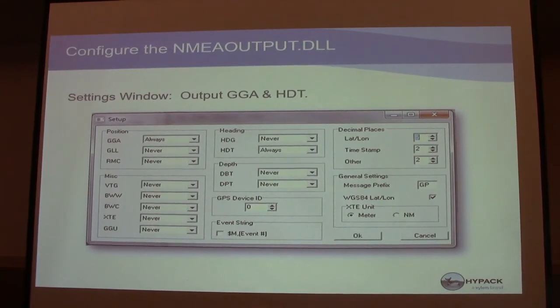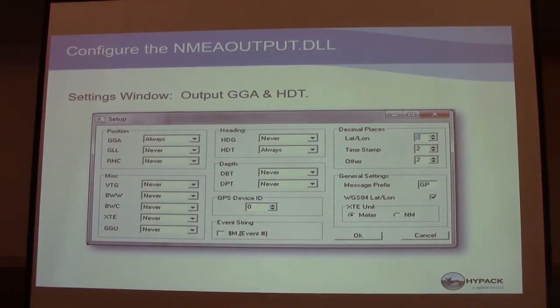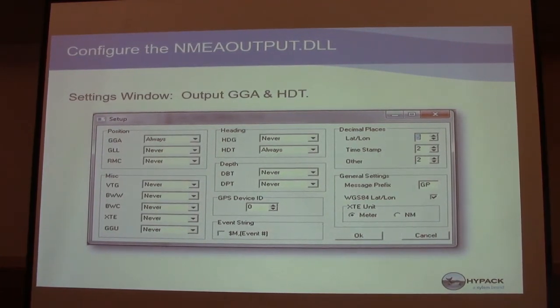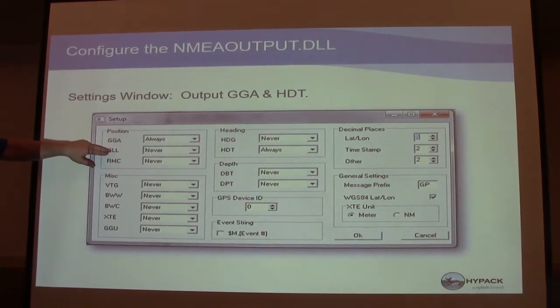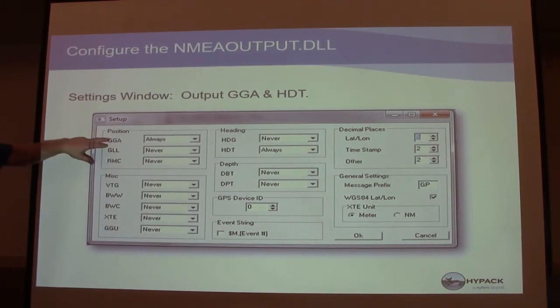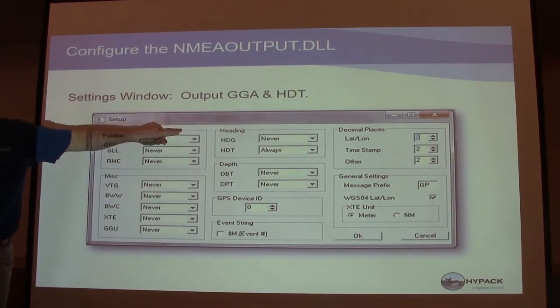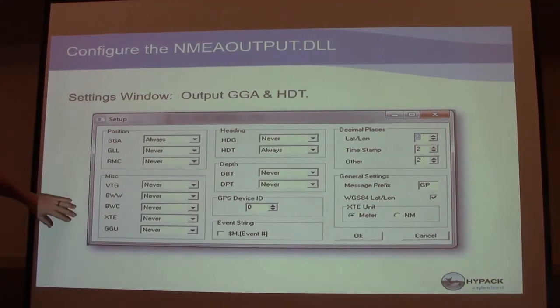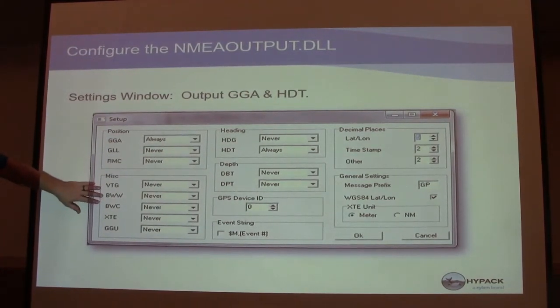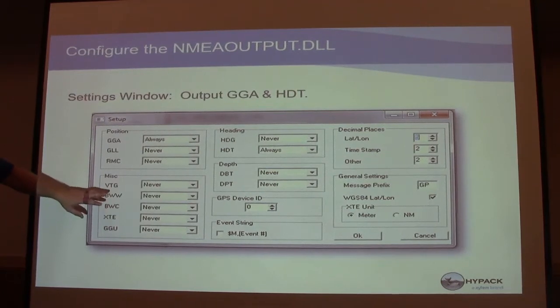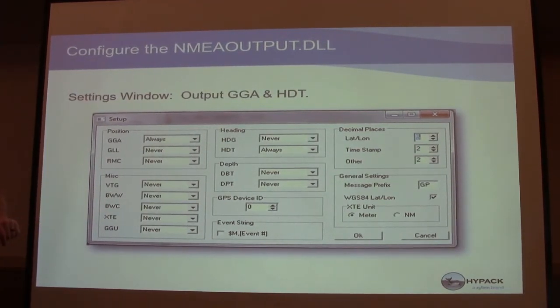This is the NMEA output window. You don't set this up in Survey or Dredge Pack. This window pops up in Survey if you load the NMEA output driver. So in Survey, you can turn this stuff on or off in real time on the fly. It's a great way to test that the output is working, by turning this stuff on and off. You have your position messages, your heading messages, depth, and some other miscellaneous ones like VTG or some of these autopilot type strings that we can output as well.